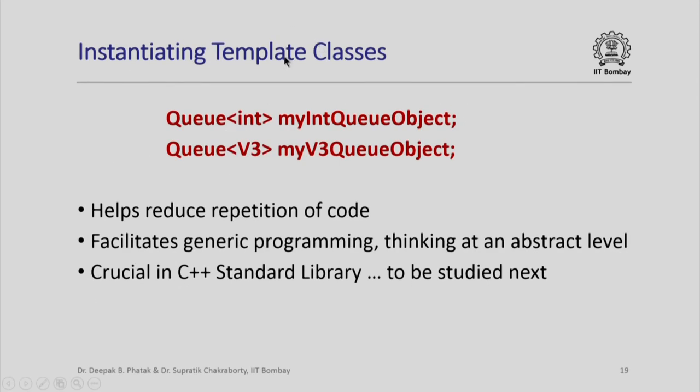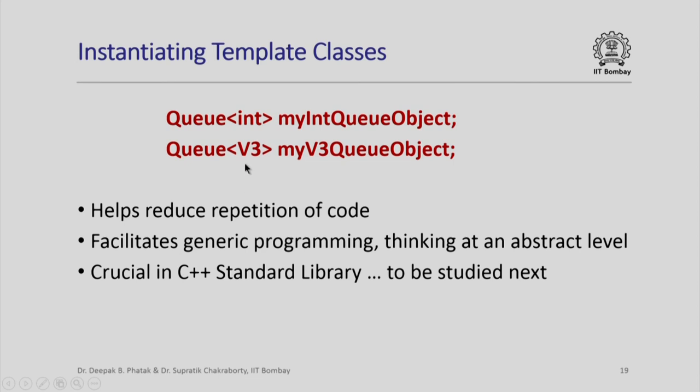And how am I going to instantiate these template classes? Perhaps in this way, where I say I want the class Q, which is really a template class, but I want to instantiate and create a specific instance of this class where the generic data type T is going to be replaced by int. And here is an object of this particular instantiated template class. The instantiated template class is of course just like an ordinary class where the generic data type T in the definition of the template class has been replaced by int. Similarly, my v3q object is an object of the instantiated template class Q, where the generic data type T has been instantiated with the class v3.